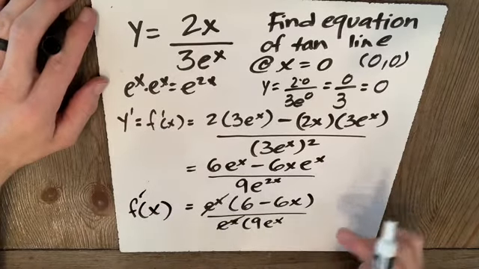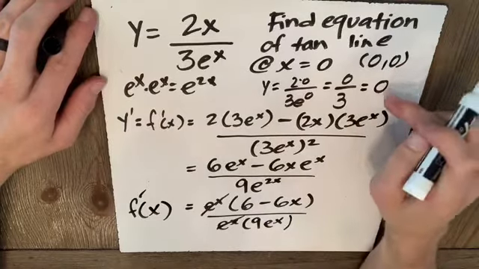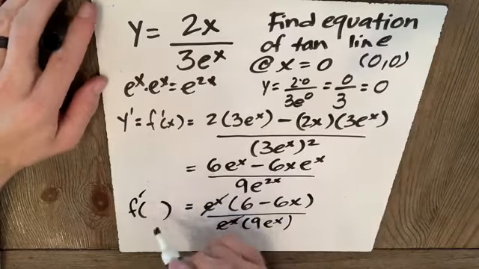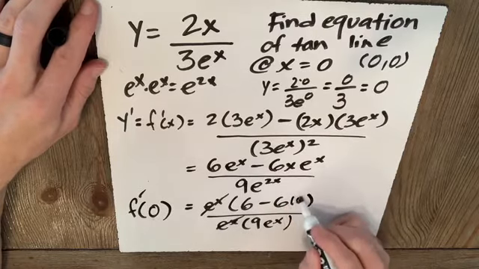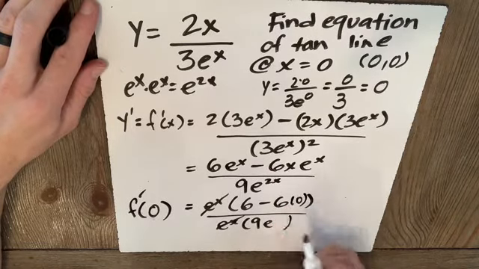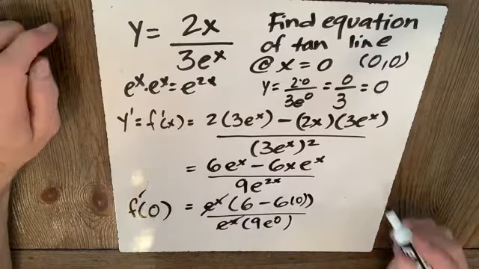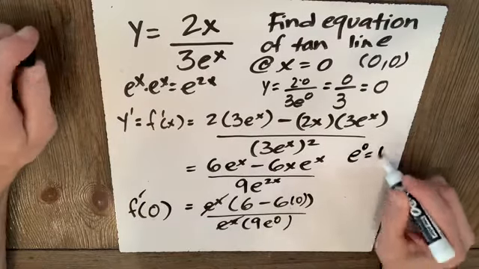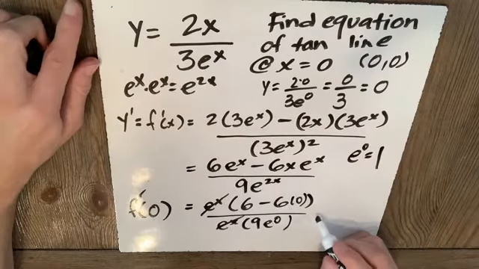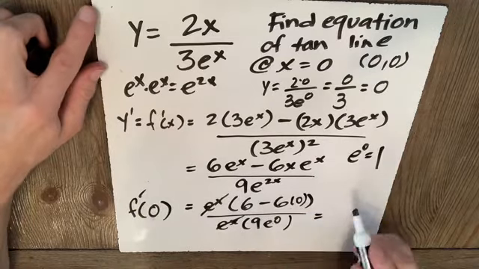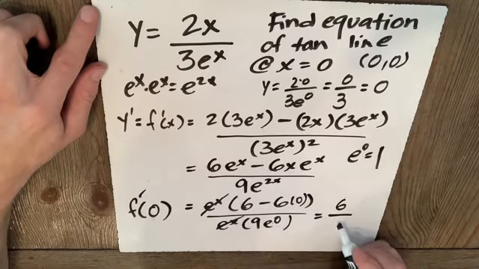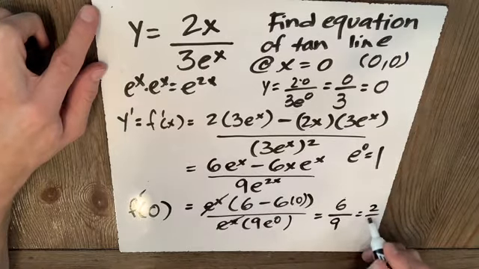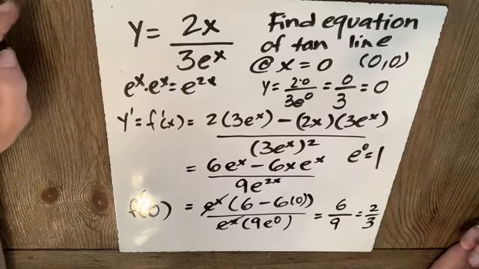Now, I want to find the derivative when x is 0. So I'm going to change this to 0, and every time I see an x, I'm going to put in a 0, and this is e to the 0. Now, so important for us to know that e to the 0 is 1. Anything to the 0 power is 1. 6 times 0 is 0, so 6 minus 0 is 6 on the top. 9 times 1 is 9, so this gives us a slope of 2 over 3.